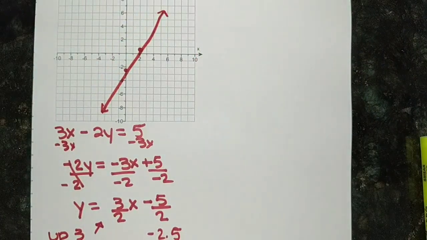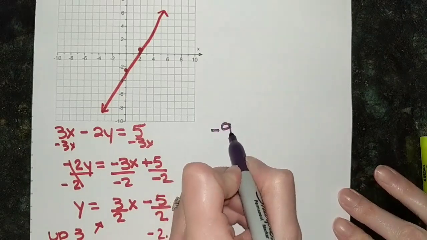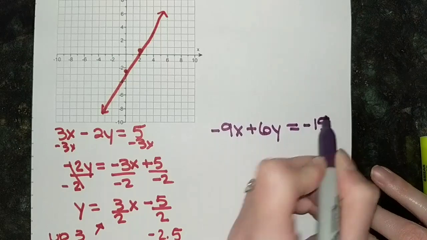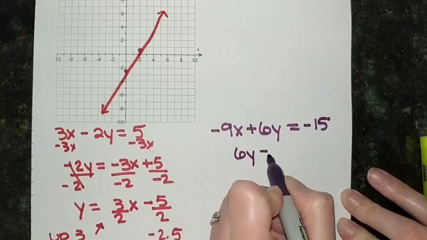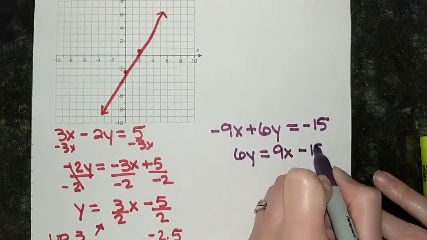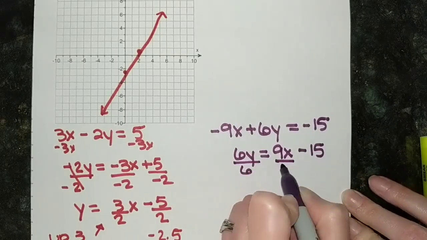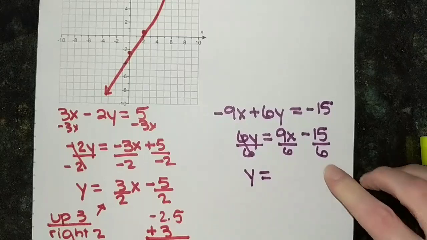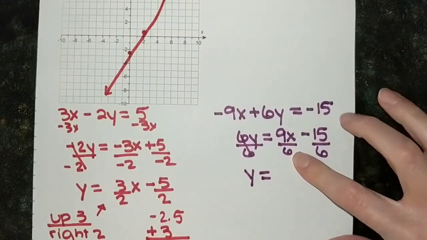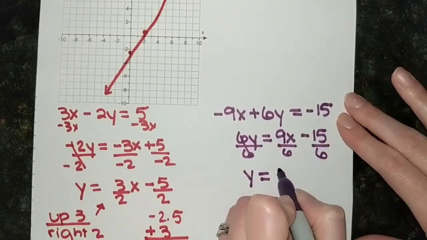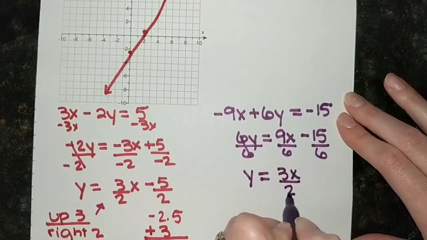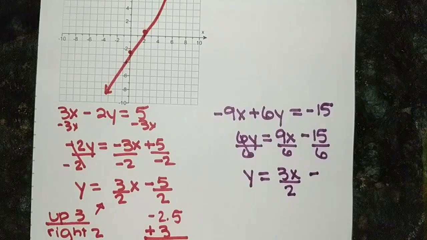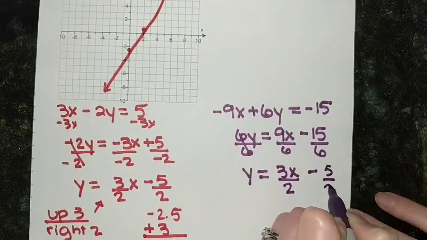So then you have to do the same thing for the second line. You have to take the negative 9x plus 6y is equal to negative 15. You would add 9x to both sides and then divide all three terms by 6. So that gives you y equals, and if you reduce the 9 over 6 by taking out a factor of 3, you get 3x over 2. And if you reduce the 15 over 6 by taking out a factor of 3, you get 5/2.